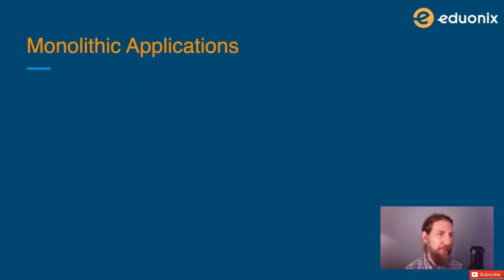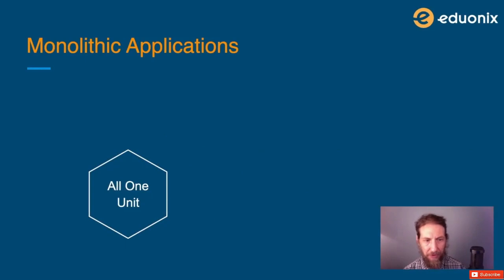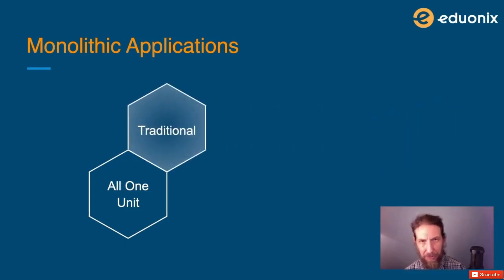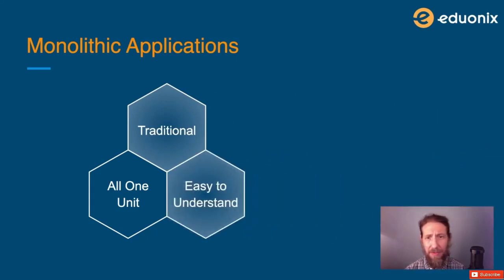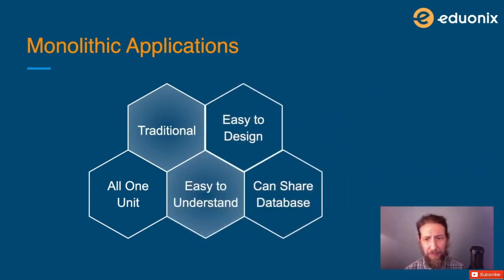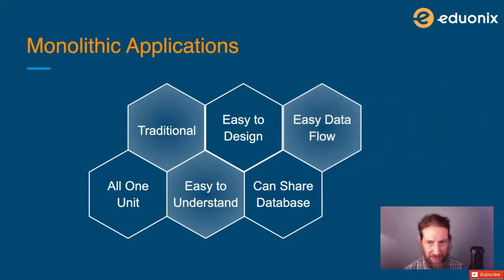So you're probably familiar with monolithic applications. They are built all together as one unit, and that makes them the traditional application design. They're easier to understand and design because they share databases and business logic. They can share the routing and middleware. Makes data flow easy to design.